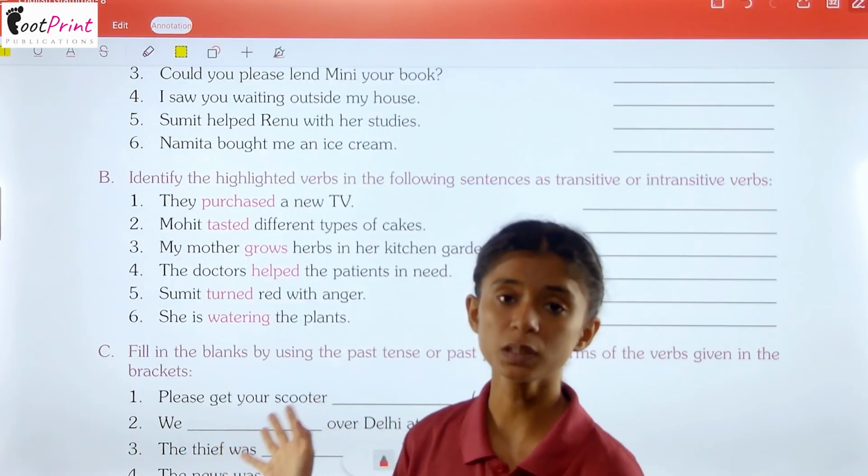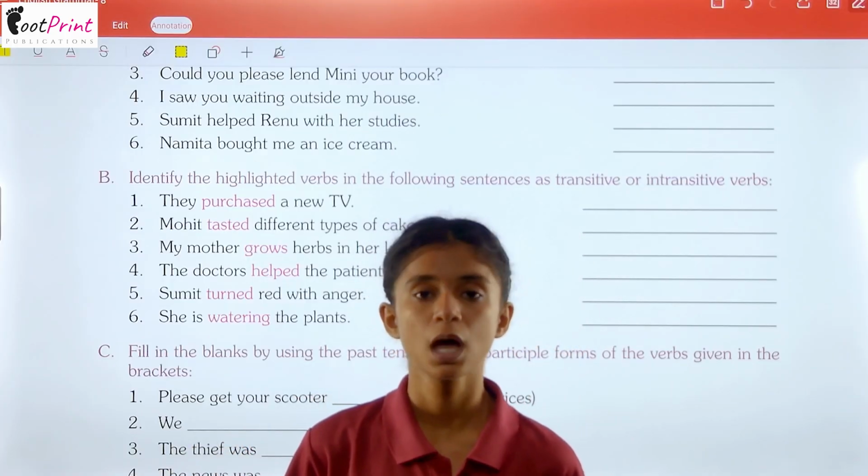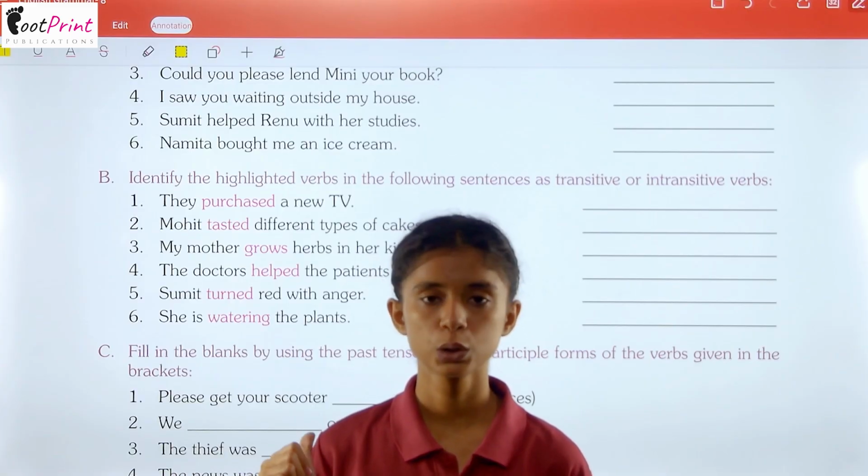Now we are done with the chapter. This is our exercise which you have to practice by yourself. I hope you understood the chapter well and you will do it by yourself very nicely.